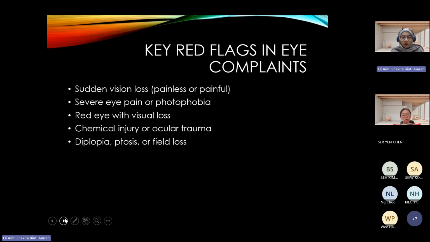So when patients come to your practice with red eye, how red will you consider the patient as having red eye? I think this is quite tricky for most of us, right? When the patient comes and says their eyes are red, but how red is considered red eye? Anyone can explain?